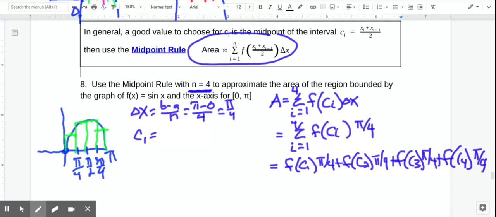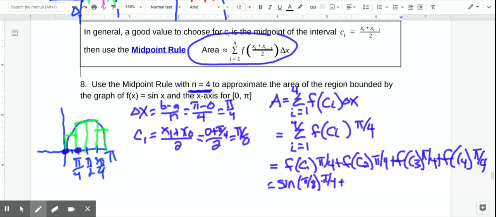Okay, so c1 is x1 plus x0 over 2. Okay, so here is x0 and here is x1. So this is 0 plus pi over 4 divided by 2, which is going to be pi over 8. Okay, so what that's telling us is pi over 8 is the midpoint of that rectangle. So we want to do sine of pi over 8 times pi over 4.